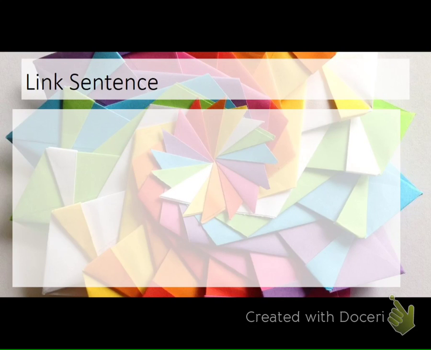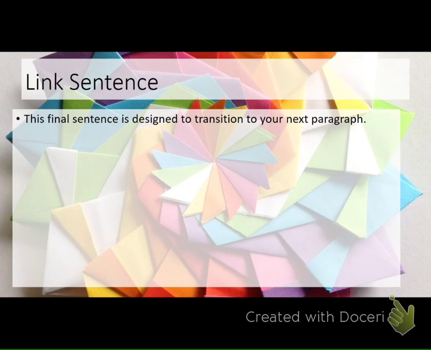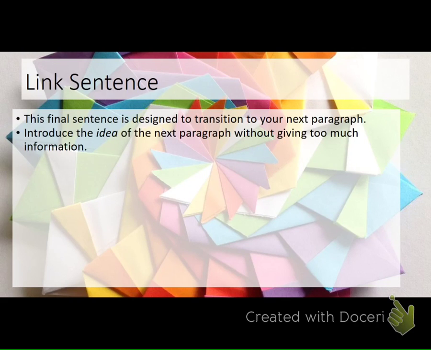Alright? And then your linking sentence should be the last sentence of each body paragraph, and it's meant to transition to your next paragraph. So you introduce the idea of the next paragraph without giving too much information. Okay? So if you're switching from, I'll use the bird example from earlier, so you're switching from regular birds to flightless birds. Okay? Talk about the fact that birds are able to fly is not their only defining factor. There are other things that you can look at with birds. Then you can talk about, well, there are birds that don't fly, and go from there.